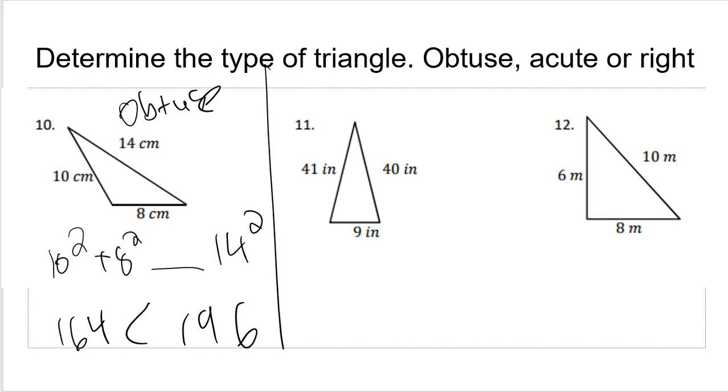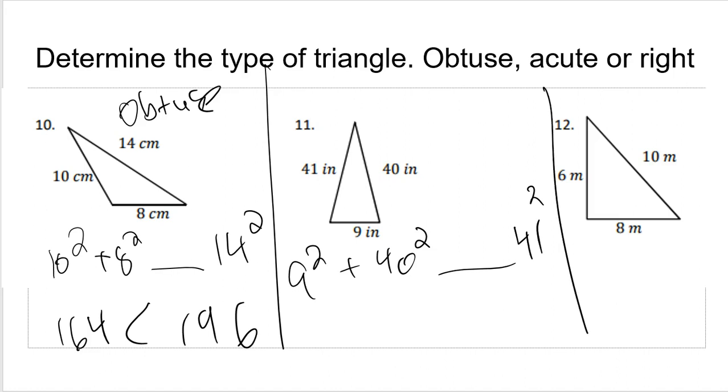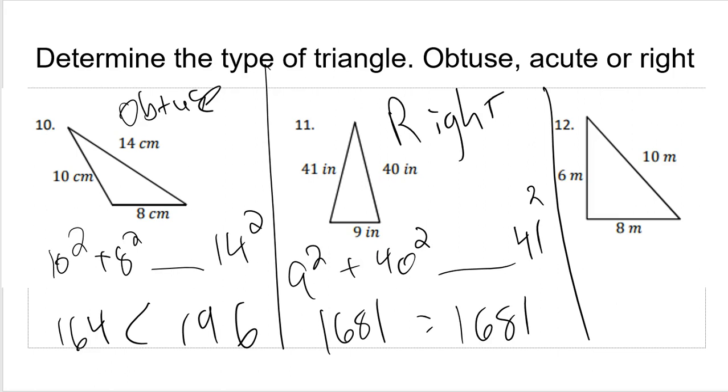Here, you have 9 squared plus 40 squared, blank, 41 squared. 9 squared plus 40 squared gives us 1,681, and 41 squared is 1,681. They're equal, so that makes it right. This is 6 squared plus 8 squared, blank, 10 squared. 6 squared plus 8 squared is 100, and 10 squared is 100, so this is also right.